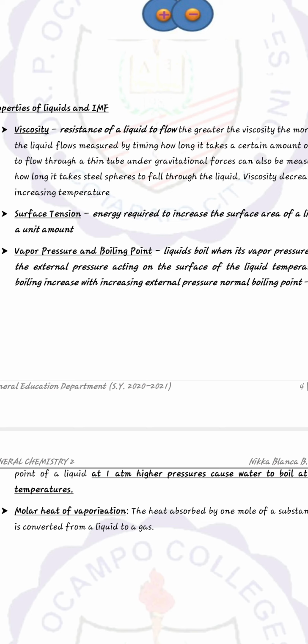Again, when we say surface tension, it is the property of the surface of a liquid that allows it to resist an external force due to the cohesive nature of the water molecules. So, what are those examples of surface tension?